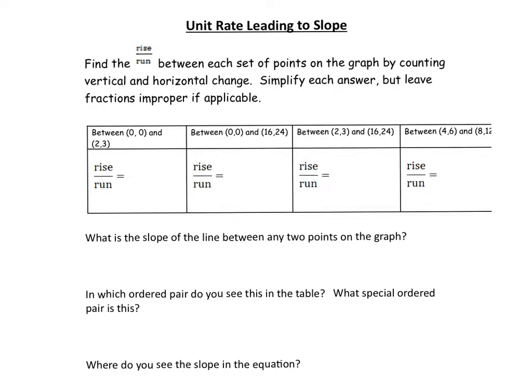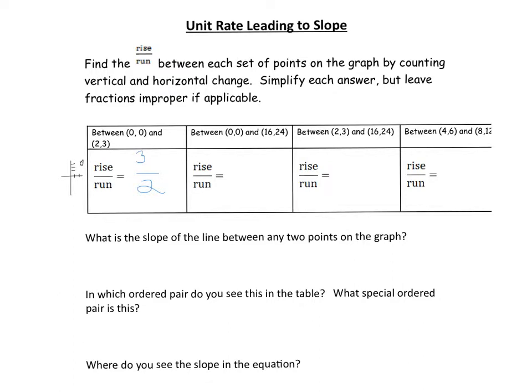So if we're going between 0, 0, and 2, 3 on your graph, you can go ahead and look to go from 0, 0 to 2, 3. How far up do you go? You count 3 up, and you count 2 over, right? So if I'm at 0, 0, I'm going to go up 3 to get to 2, 3. To get right there, I have to go up 1, 2, 3, and I have to go over 1, 2 to get to my little point, right? So that's simplified.